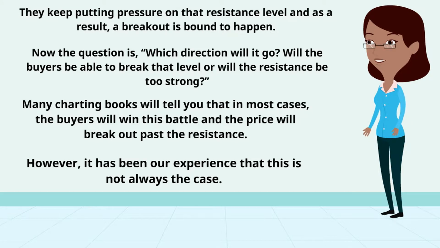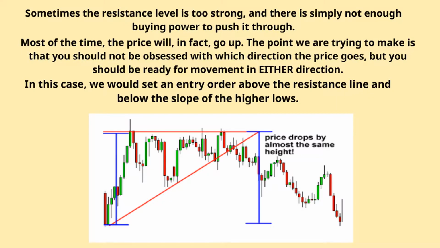Now the question is, which direction will it go? Will the buyers be able to break that level, or will the resistance be too strong? Many charting books will tell you that in most cases, the buyers will win this battle and the price will break out past the resistance. However, it has been our experience that this is not always the case. Sometimes the resistance level is too strong, and there is simply not enough buying power to push it through. Most of the time, the price will, in fact, go up.